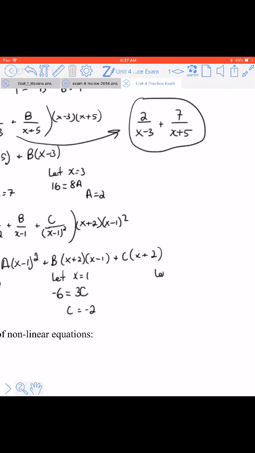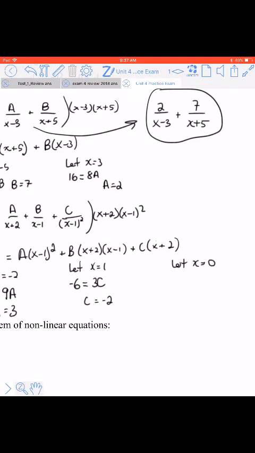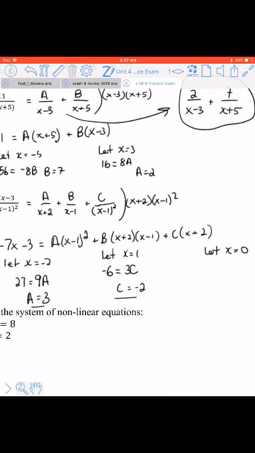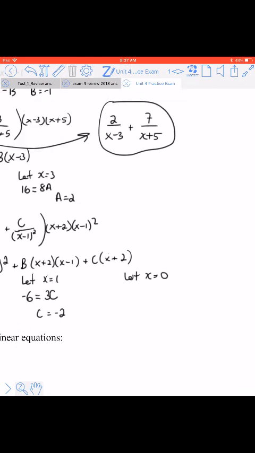I'm going to let x equal 0. But the trick now is that since x equals 0 doesn't cancel the a, the b, or the c, it's just a random value. But I already know that c equals negative 2 and that a equals 3. So if you're just choosing a random value for x, you need to plug in everything you know up until that point. So I know that a equals 3, and I know that c equals negative 2. So I've got to plug all of this in.